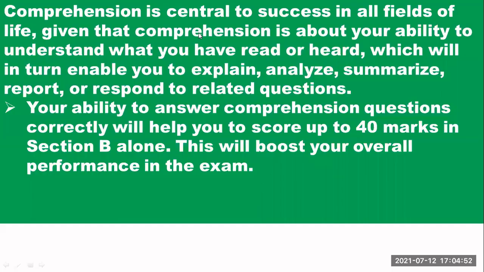Now, let's go ahead. Comprehension is central to success in all fields of life, given that comprehension is about your ability to understand what you have read or heard, which will in turn enable you to explain, analyze, summarize, report, or respond to related questions. We are talking more about the importance of comprehension.